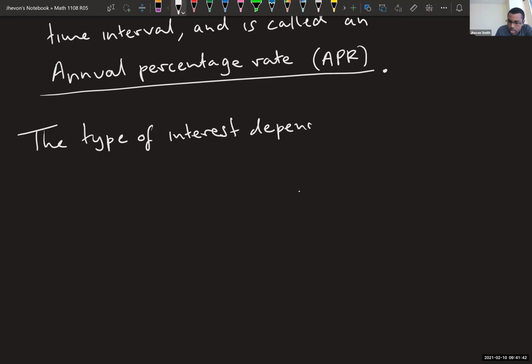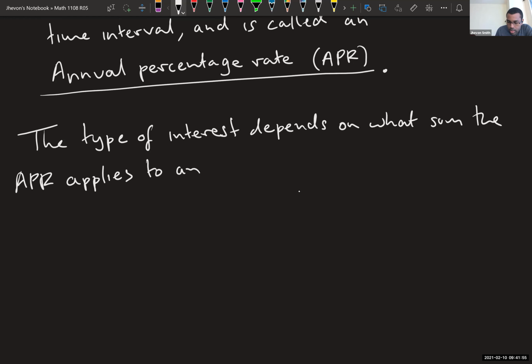Depends on what sum the APR applies to and how often interest is applied. There are three main types.